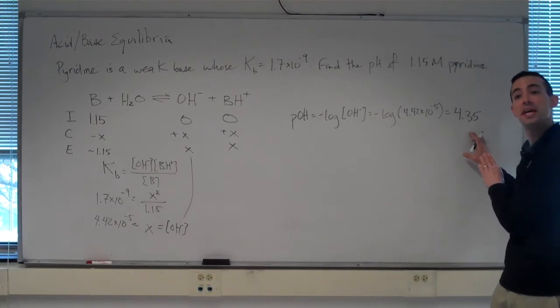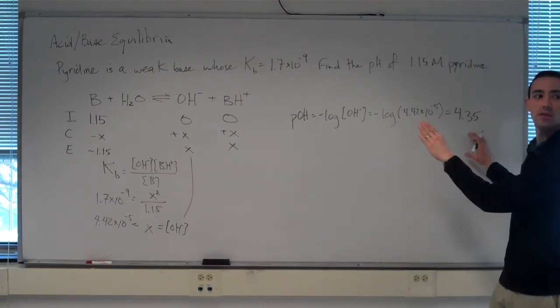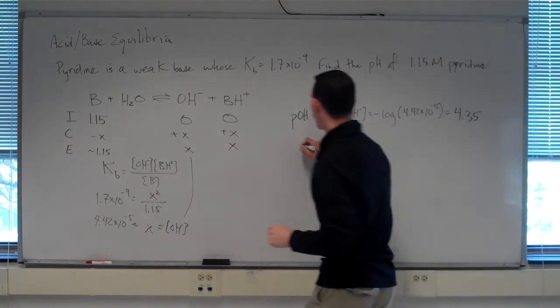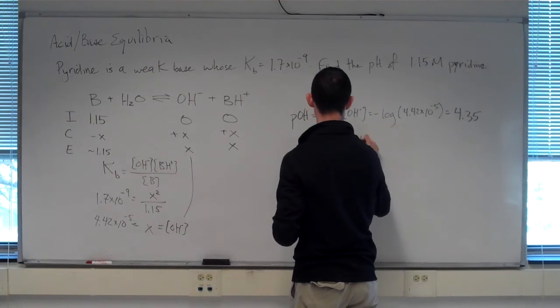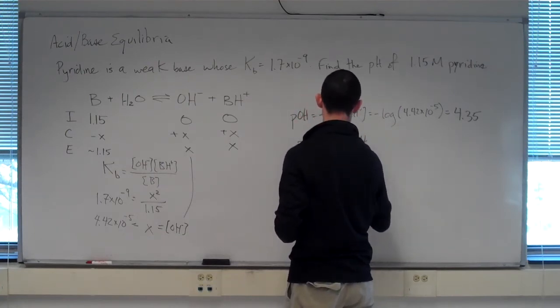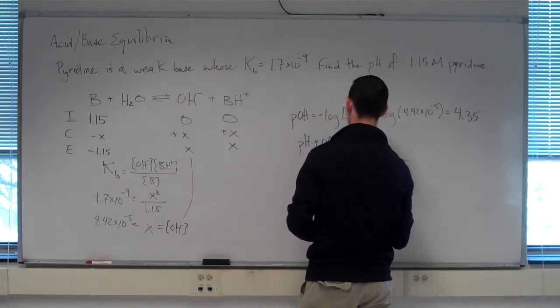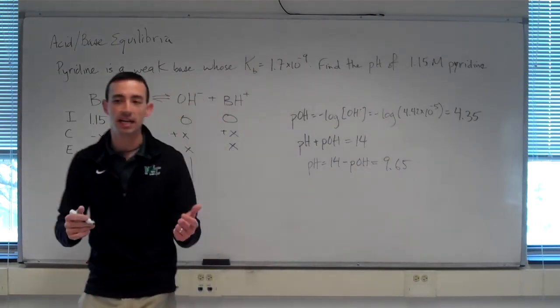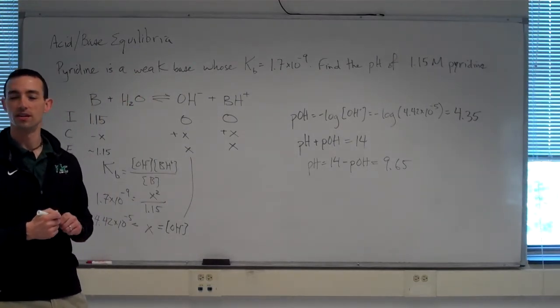This is a low pH, or a low p-value, which does not make sense for a base. And that's because we forgot this last step. pH plus pOH equals 14. So pH is 14 minus the pOH, which would be 9.65. Now, we've at least got an answer that's above 7, and it makes some sense to us. All right.